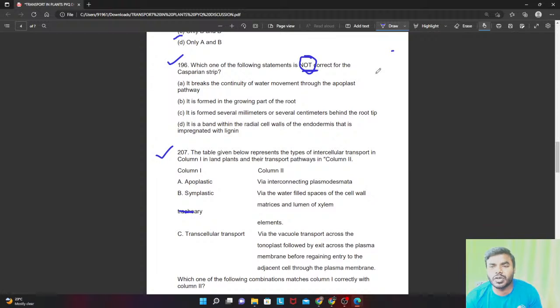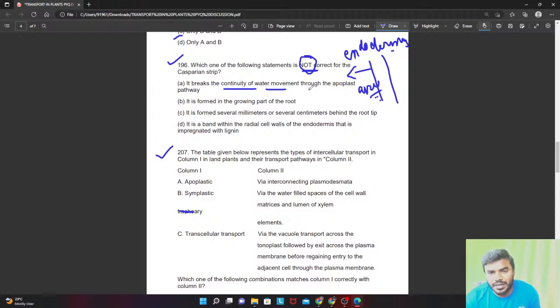First, every student has to remember where the Casparian strip is present. Casparian strip is present on the endodermis. Yes or no? And Casparian strip blocks what kind of pathway? Only the water molecules which are coming from the apoplastic pathway. If you just understand that, the point is very clear. It breaks the continuity of water movement through the apoplast pathway. This is the right statement.